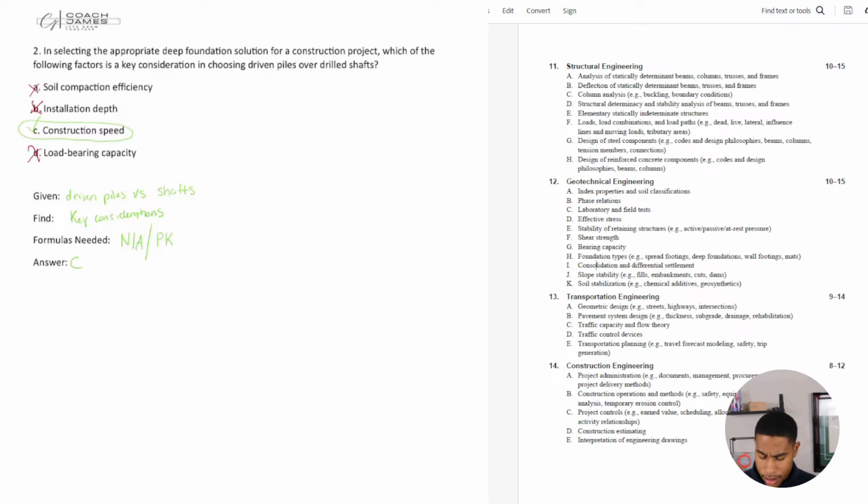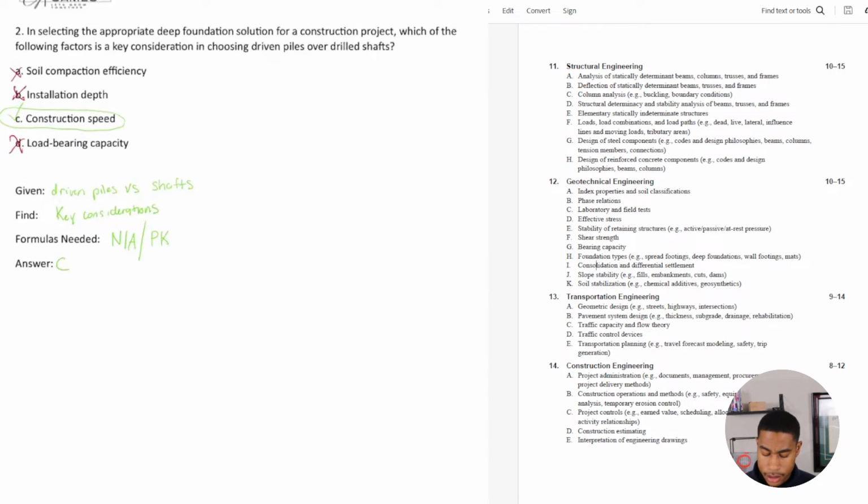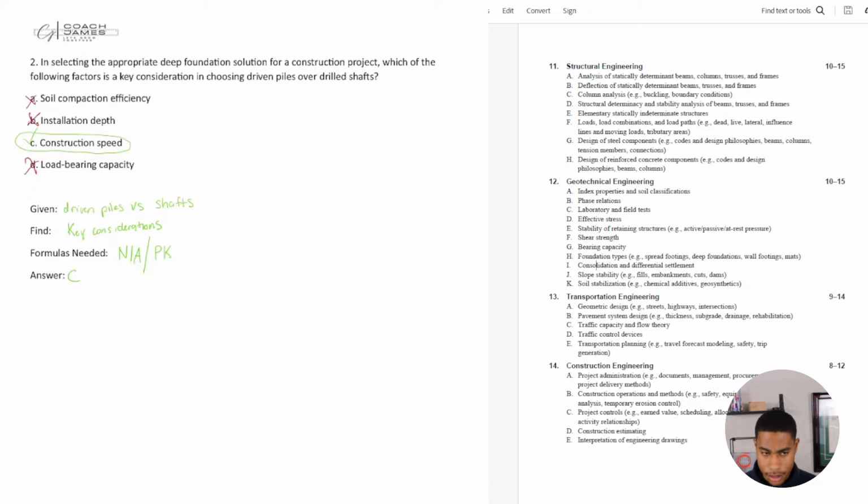If you missed this, I have some extra notes on the actual worksheet. So if you don't see any of this on your problem sheet, go to the solution sheet, download that, and a lot of these notes that I went through are on there as well.